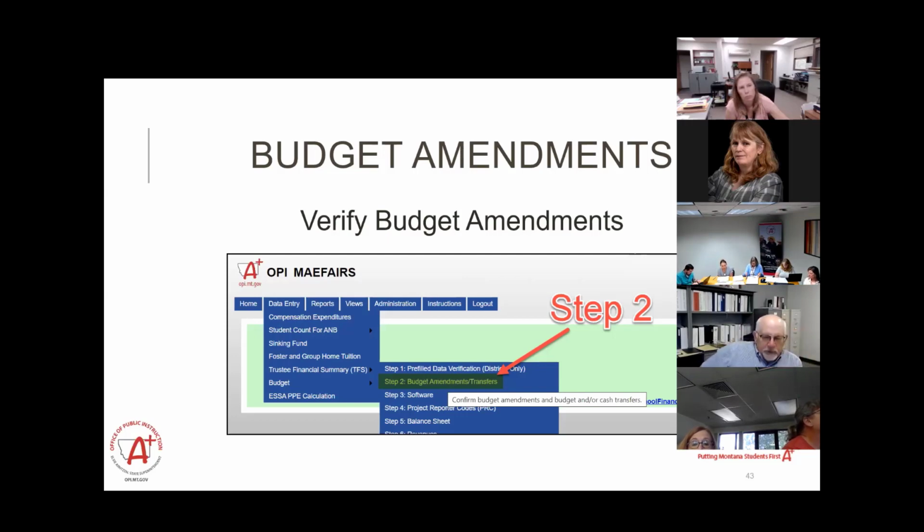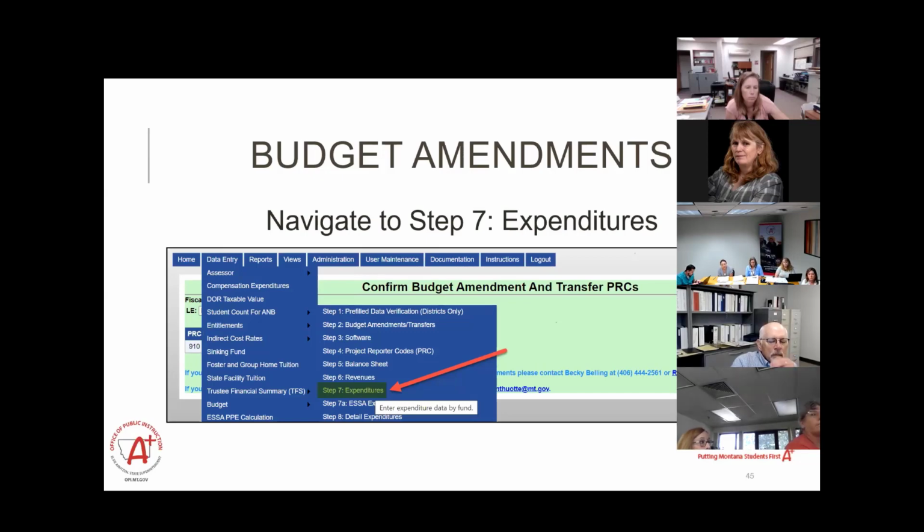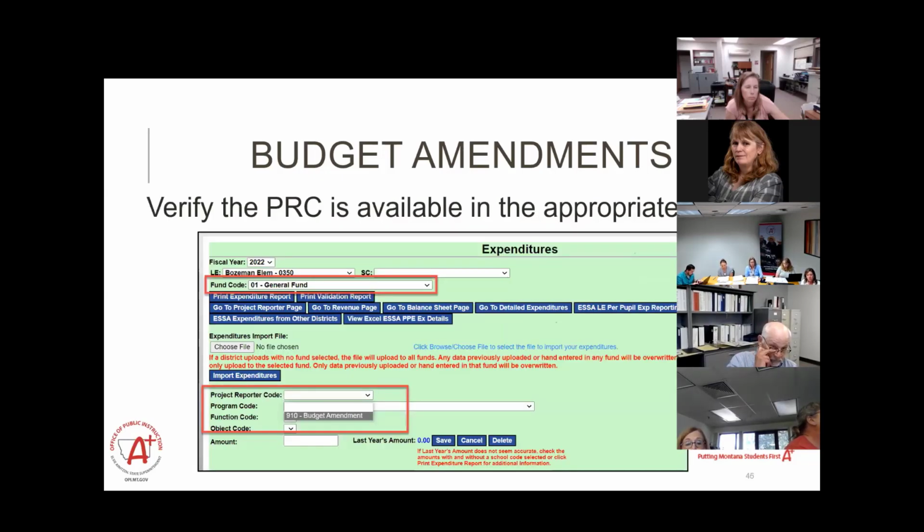On step 2, you'll select step 2. And then with your district selected, you will see the PRC that was assigned for the budget amendment. You should have received a letter from Office of Public Instruction that assigned the PRC code. It'll say what kind, whether it was a budget amendment or a transfer, the reason for the budget amendment or transfer, what fund it's in, and the amount of the budget amendment. In step 7, when you're entering your expenditures on the TFS, you will enter the specific detailed expenditures and use the drop down for the reporter code for the associated detailed expenditures related to the budget amendment.